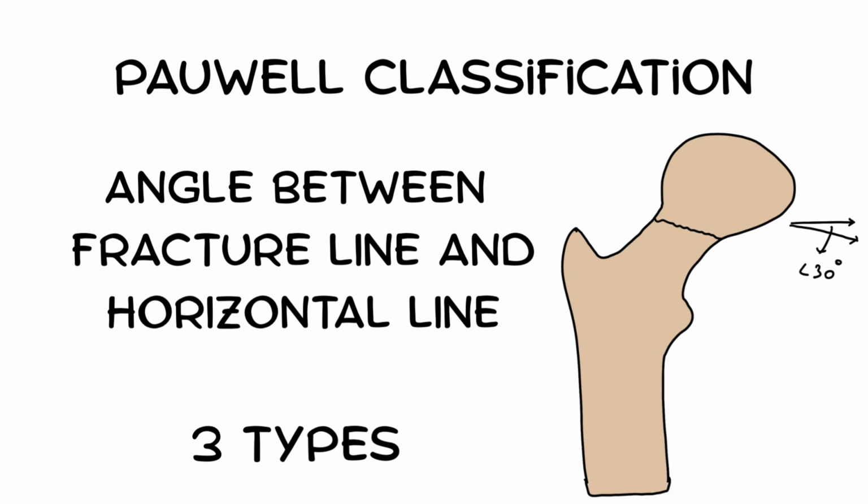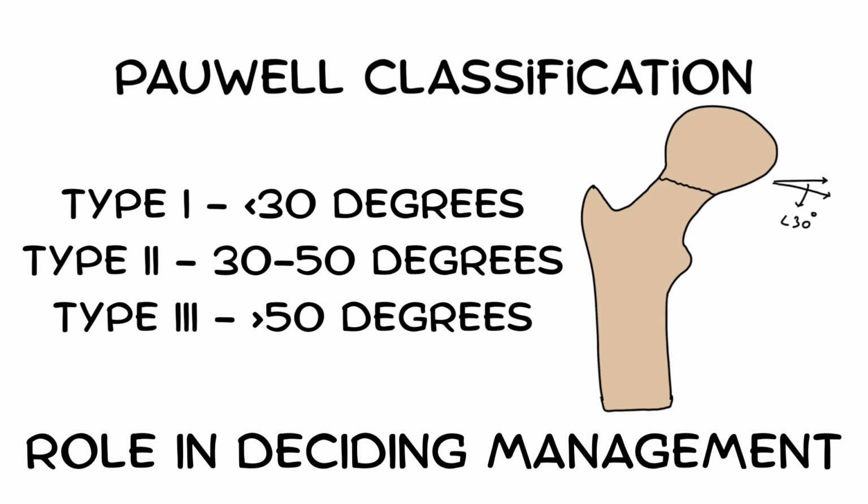Now, Powell's classification is a very important classification because it has a role in deciding the management. We measure an angle called Powell's angle here. The Powell's angle is the angle between the fracture line and the horizontal line. The horizontal line means the line which is drawn horizontally, and one more line is drawn along the fracture line, and the angle between these two lines is measured, and that is the Powell's angle. Based on this, we classify neck of femur fracture into 3 types.